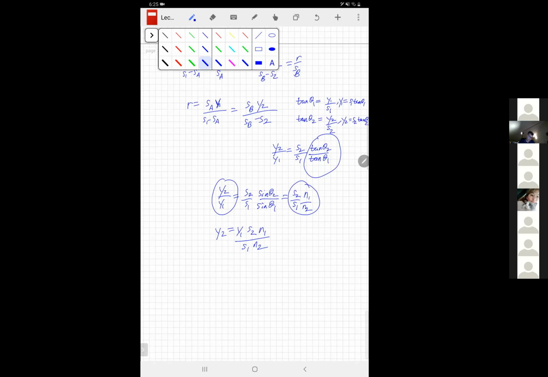And I know that looks like a bloody god-awful mess, but then I could put that back into there. And I get that SA y1 over S1 minus SA equals SB y1 S2 N1 over S1 N2. And again, I know it looks like a bloody god-awful mess, but we're about to do some simplifying.